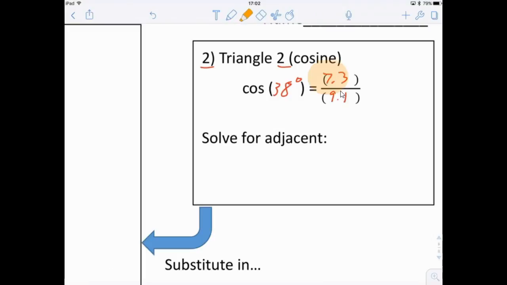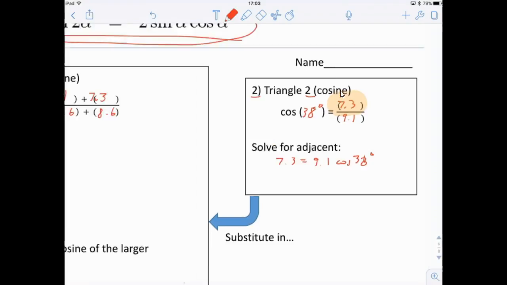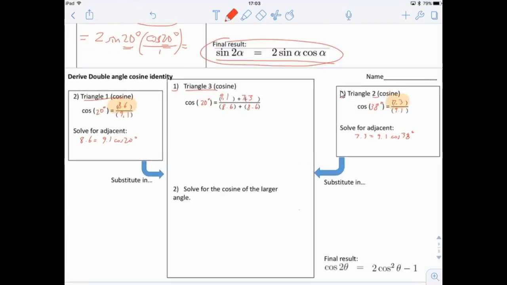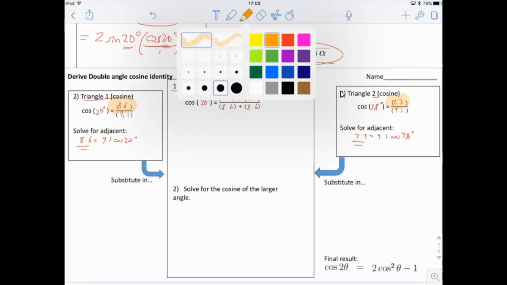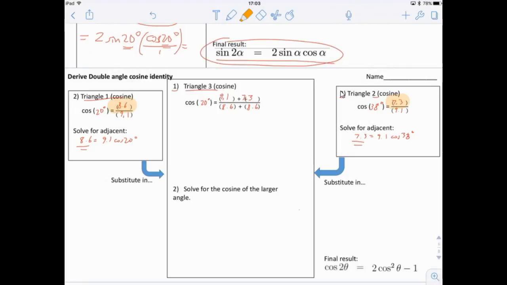The adjacent is that one. So we're going to have 7.3 equals 9.1 times cosine of 38 degrees, right? So now we have 2 expressions, one to substitute in for 8.6, the other to substitute in for 7.3. And what do you know? We have some places in our equation that have 7.3 and 8.6. We have 7.3 there, we have 8.6 there, we have 8.6 there. We can substitute in for those.